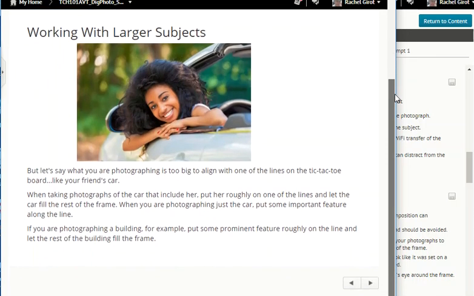Working with larger subjects. Let's say what you're photographing is too big to align with one of the lines on the tic-tac-toe board, like your friend's car. When taking photographs of the car that include her, put her roughly on one of the lines and let the car fill the rest of the frame. When you're photographing just the car, put some important feature along the line. If you're photographing a building, for example, put some prominent feature roughly on the line and let the rest of the building fill the frame.